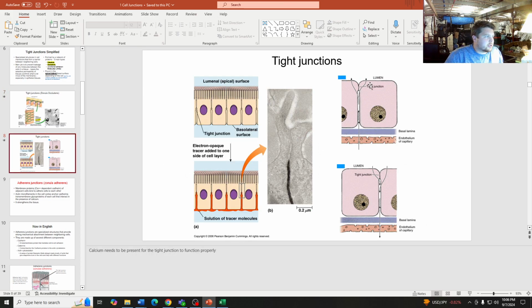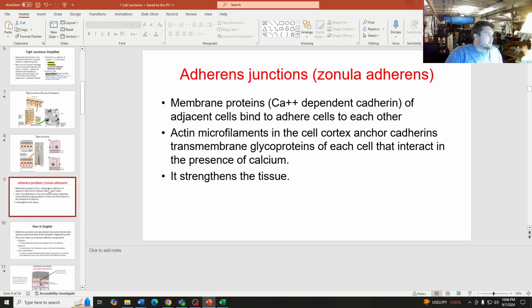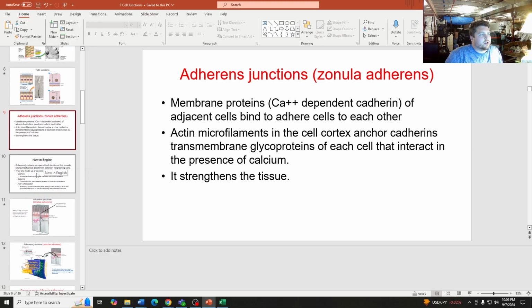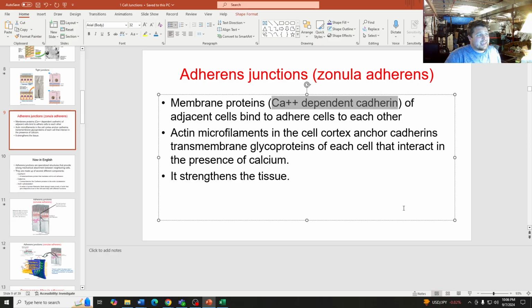More pictures, again, of those tight junctions. Just a reminder about that calcium. Moving on, adherens junctions, also known as the zonula adherens. So this is a membrane protein, a calcium-dependent cadherin. This is another one. Again, we need to make sure that we remember that it's calcium dependent.